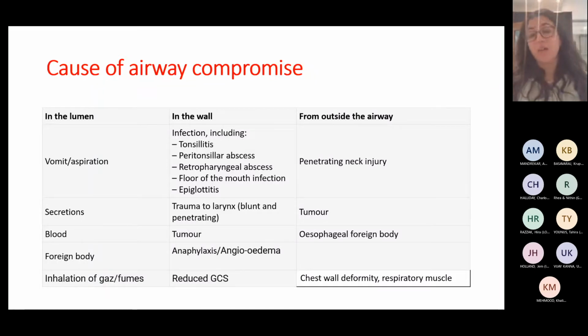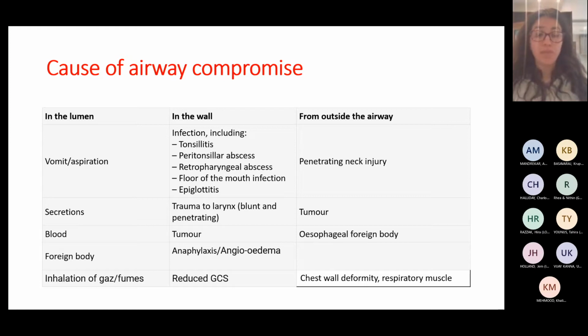The third class is causes arising from outside the airway: structures in the neck, either injury to the neck, tumors of the neck, masses or lumps. Esophageal foreign bodies, if they are big enough, can also compress the airways. And finally, sometimes we can have patients with chest wall deformities or respiratory muscle problems, such as Guillain-Barré or myasthenia gravis, where they can no longer provide effective respiratory movements.